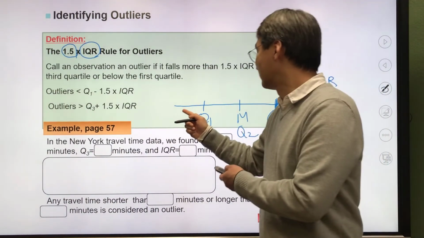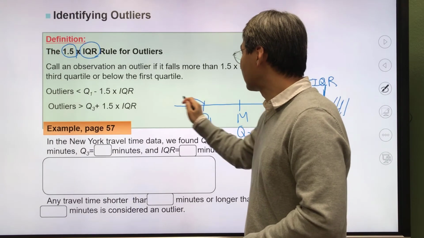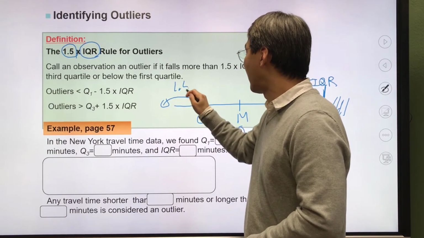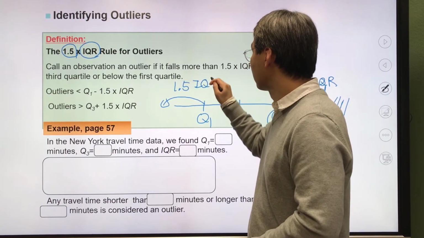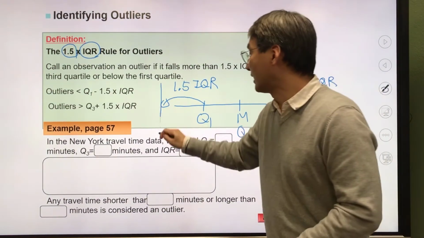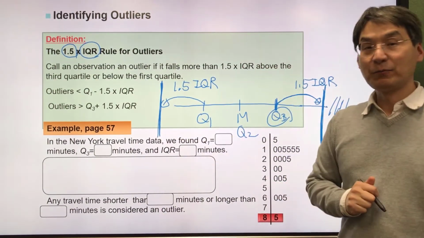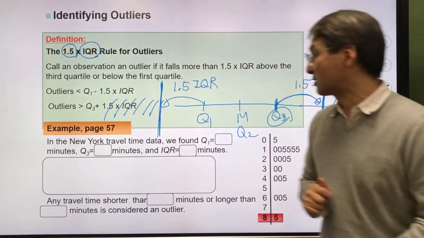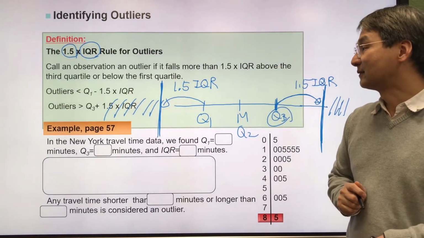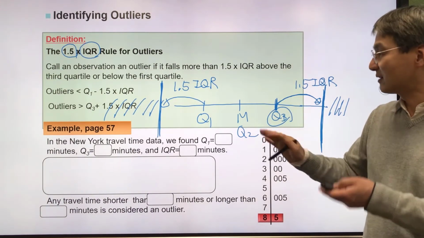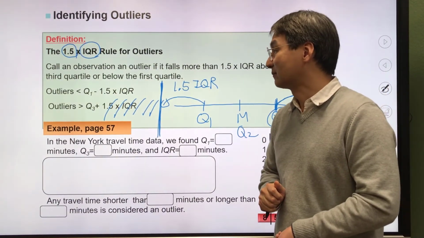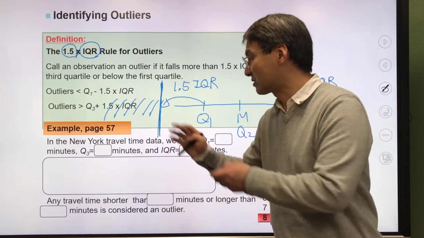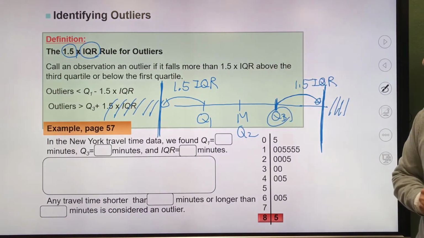So the same thing applies to Q1. We go to the left by 1.5 times IQR from Q1, and we make a boundary for outliers, and everything before this boundary is an outlier. So this is the idea, and this is the definition of outliers. We know the definition, and we just plug in numbers and find the outliers.